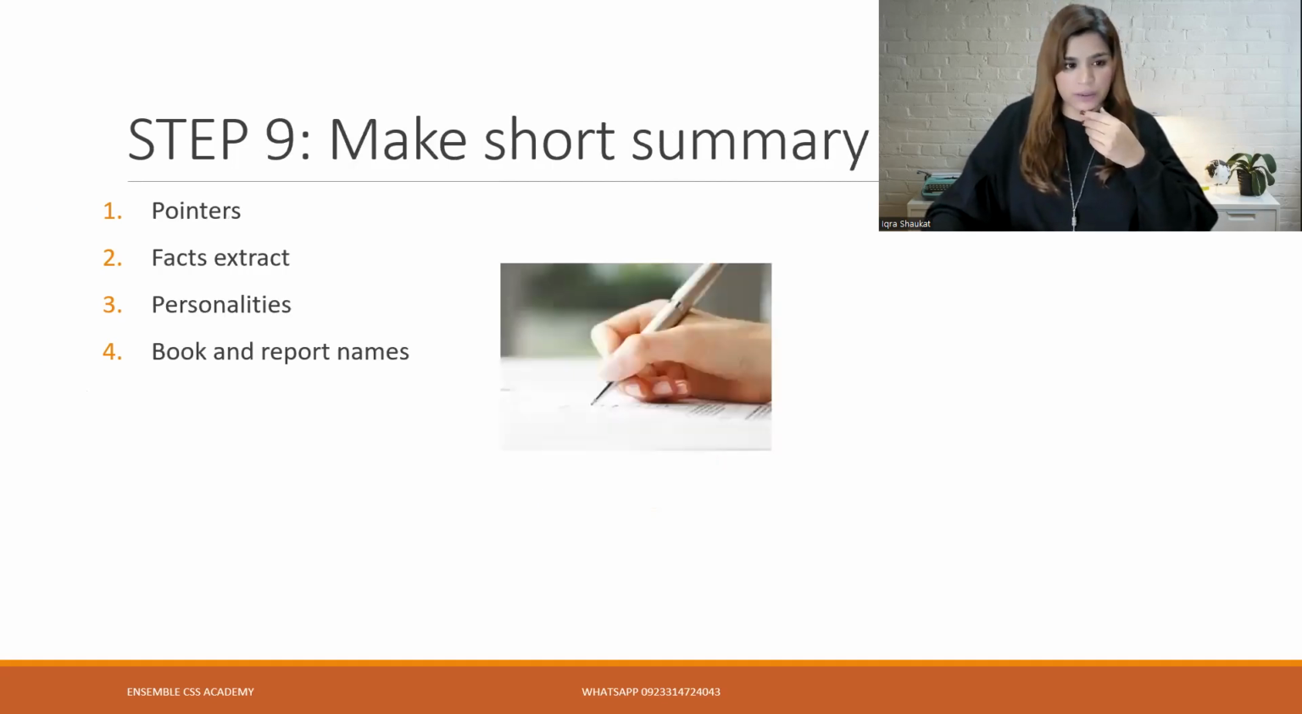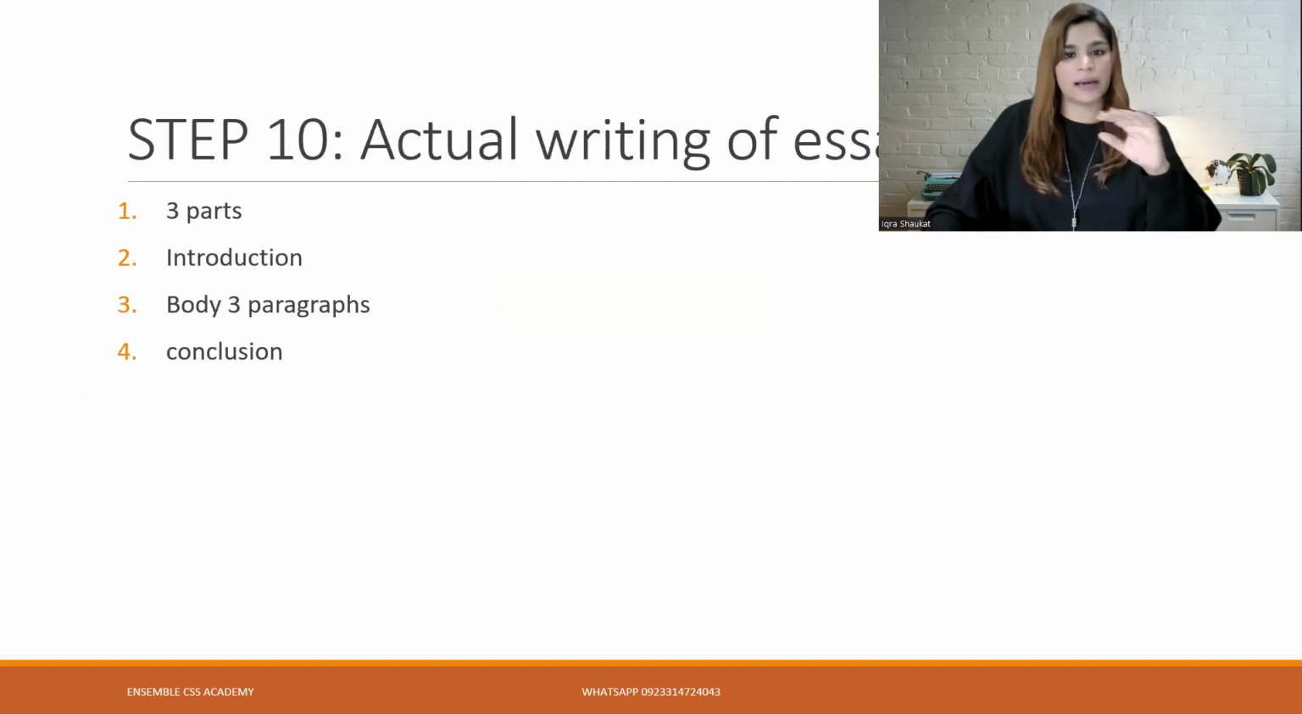Try to make short summaries in the form of pointers A, B, C, and then try to extract facts. Then note the personalities in the particular article, names of books, reports, each and everything, and make a short summary. And at the last stage, start writing. The actual writing of the essay is a bit difficult. Try to dissect it into three parts: introduction, body, and conclusion. I think that must be enough for now. I tried to keep it as simple as possible.